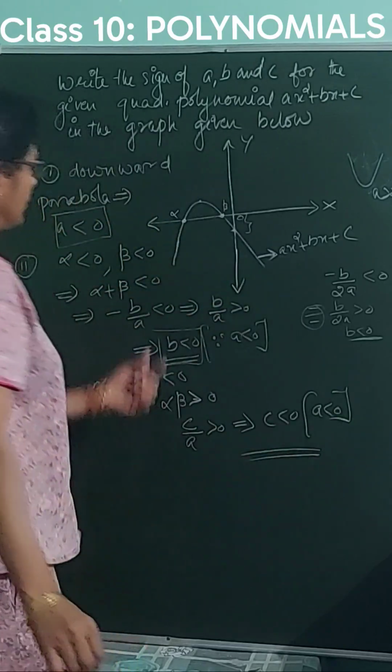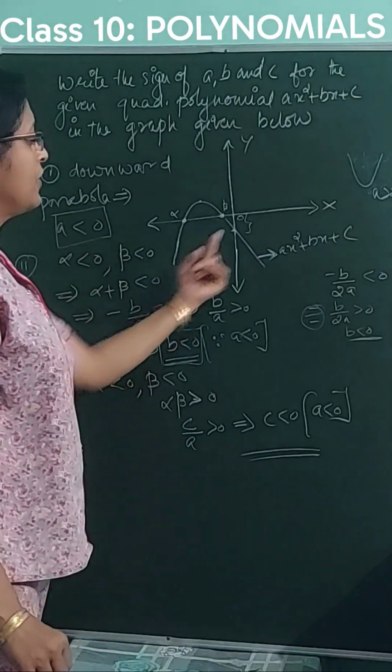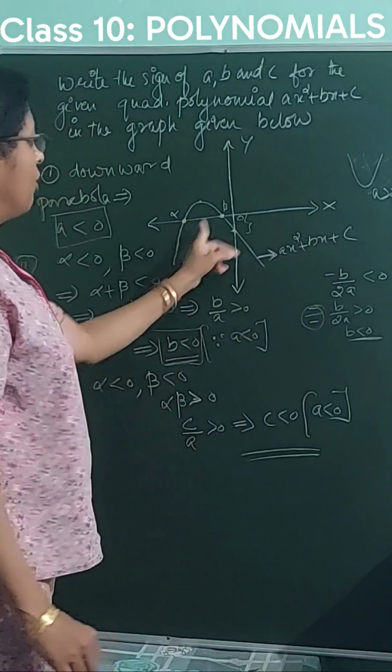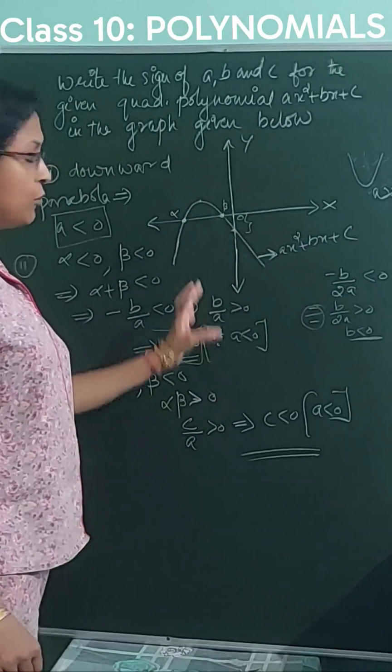So using the sum of roots and product of roots also we can find the sign of a, b and c, or the other method also I have explained. I hope you understood.